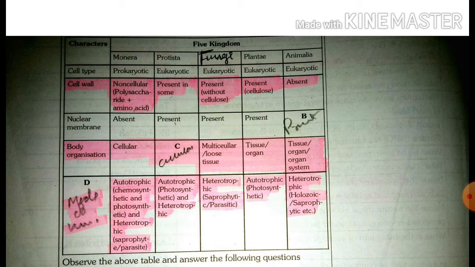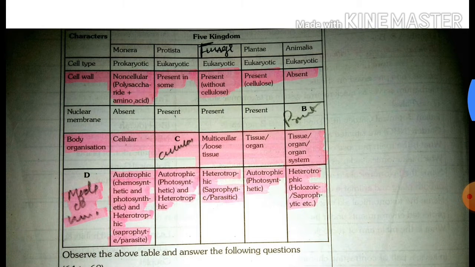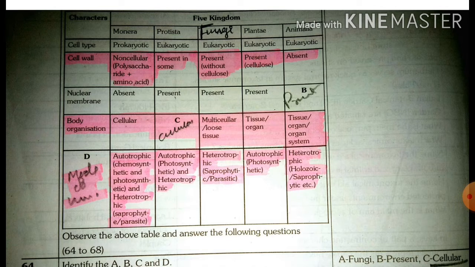Monera, Protista, Fungi, Plantae, and Animalia. Cell type: only Monera is prokaryotic, the rest are all eukaryotic. Cell wall: in Monera it is non-cellulosic, that is polysaccharide plus amino acid. In Protista, it is present in some. In Fungi, present without cellulose. Plantae, present with cellulose. And Animalia, it is absent. Nuclear membrane is absent in Monera, and in all the rest it is present.